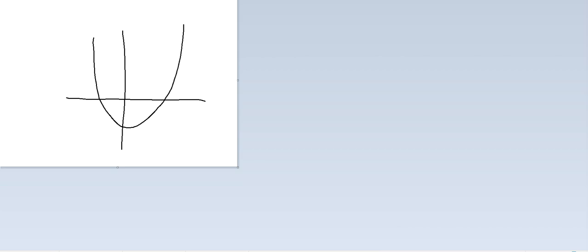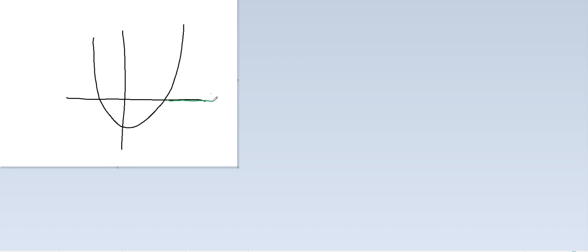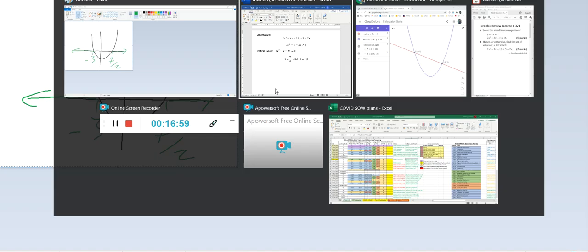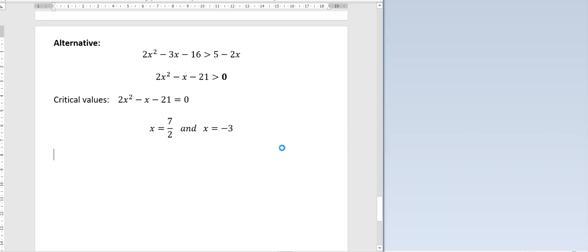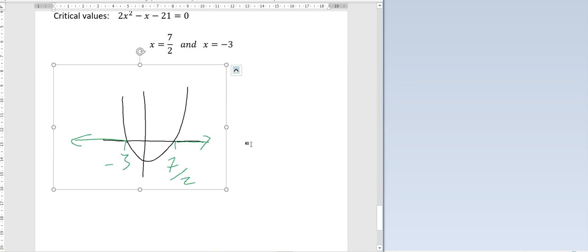Once you recognize that, you can start seeing what x values will make this curve bigger than 0. And it looks like we need x values that are either above the value 7 over 2, or equivalently below the value minus 3. So that's what your rough and ready diagram is going to look like. It doesn't need to be beautiful. It just needs to give the information that you want to show.